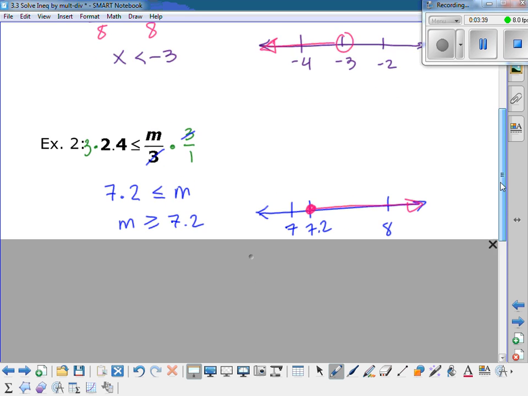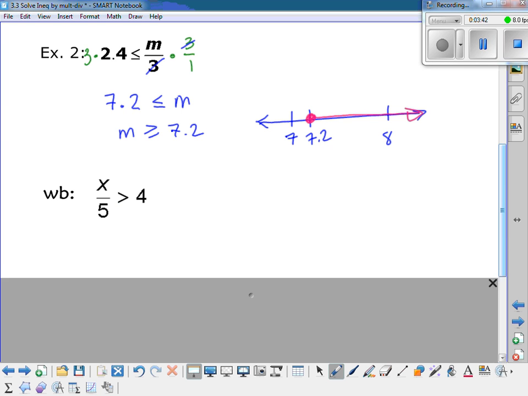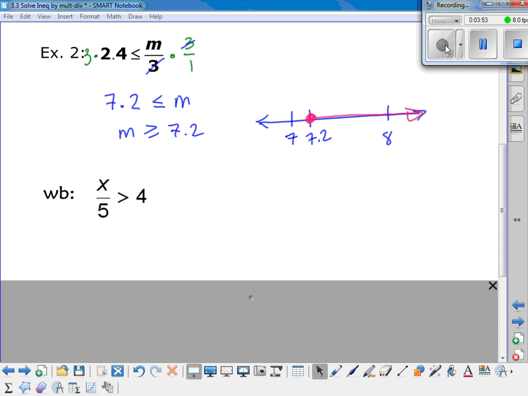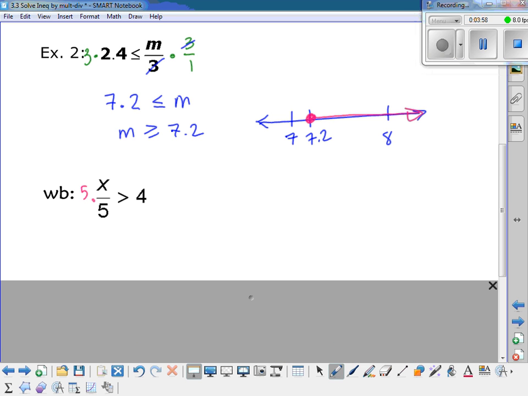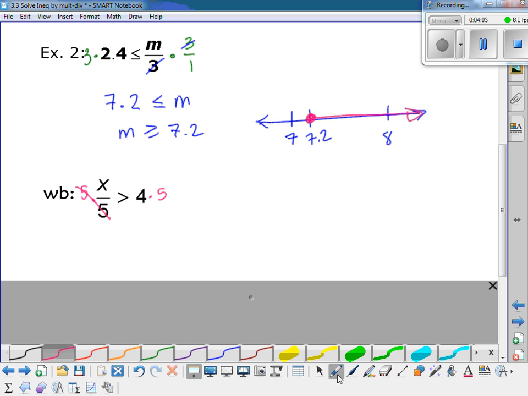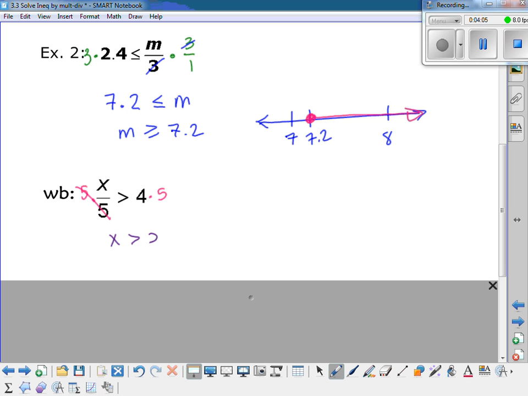All right, so this next one is for you to do on your whiteboards. Go ahead and do that one and graph it. Okay, so it looks like most of you are doing it correctly. You had to multiply both sides times 5. And so the 5's cancel out on that side. And you get x is greater than 20. And again, this is an open circle, and we would be going to the right.